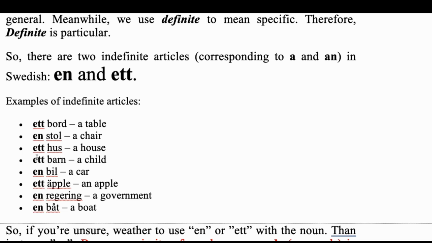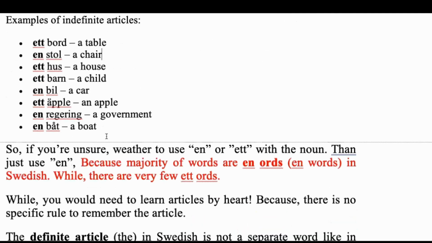So you can find here there are a few examples that are ett and a few that are en. Why am I writing ett with bord and en with stol? They are both almost the same category, furniture, but there's no rule why I should write en here and ett there. We have a few guidelines that we will learn in this lesson, but there is no specific rule. Well, we basically have neuter and non-neuter genders in Swedish that we'll learn in the next slide.